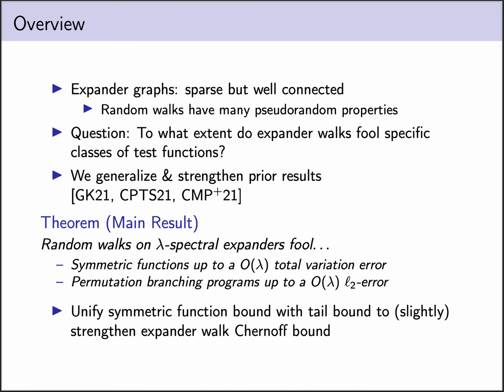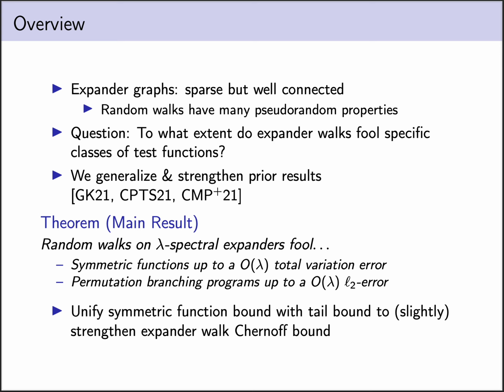To give an overview, expander graphs are graphs that are simultaneously sparse but well connected. Here we're going to study the pseudorandom properties of random walks on expander graphs. This general area has been well studied and applied to numerous different problems. The specific question we look at is: to what extent do expander walks fool specific classes of test functions, specifically symmetric functions and permutation branching programs?